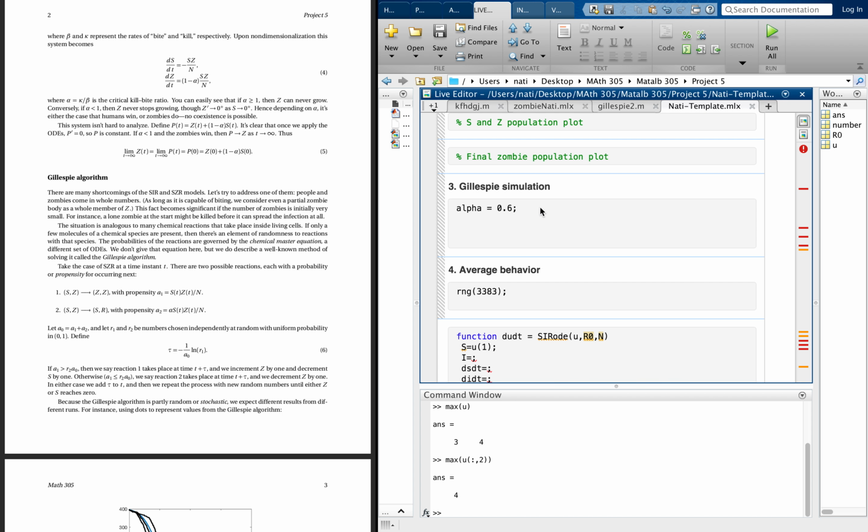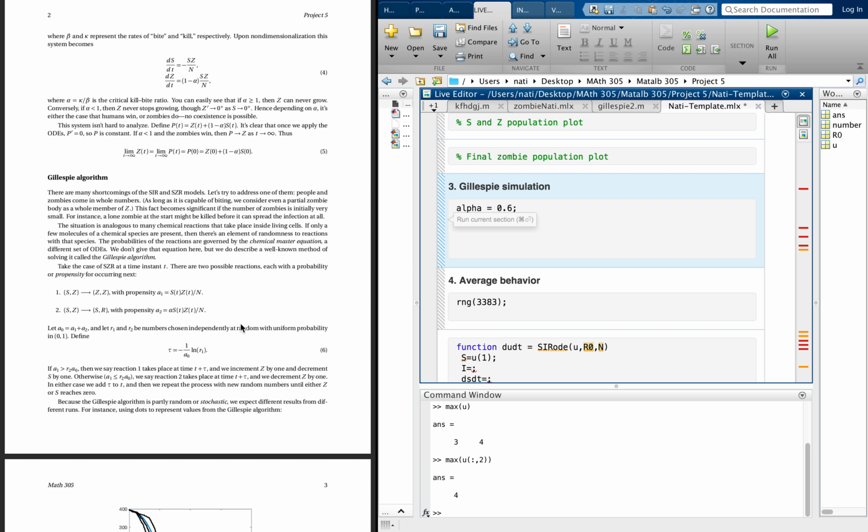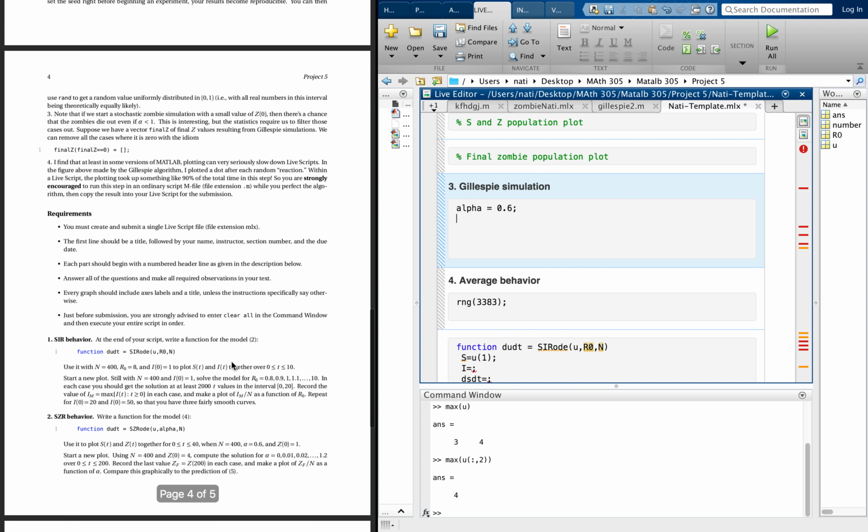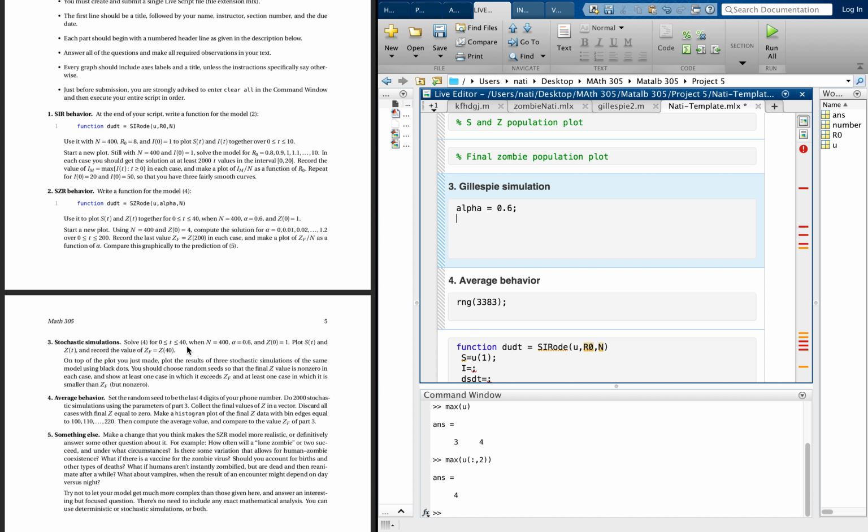So the first thing that we need is our alpha, which is 0.6. And for part 3, the first thing you want to do is basically redo the first part of part 2. So you're going to solve the differential equation for S0 when alpha is 0.6 and your initial zombie concentration is 4. You just have to redo that little bit. That's just going to give you the exact solution to this problem.